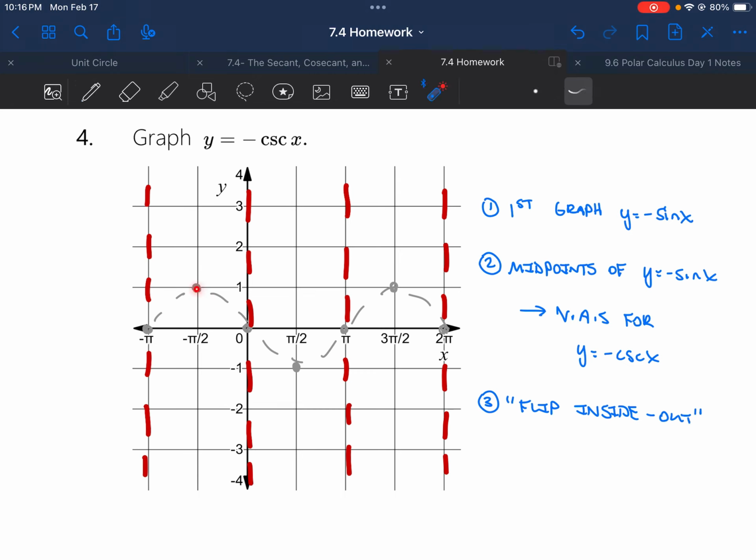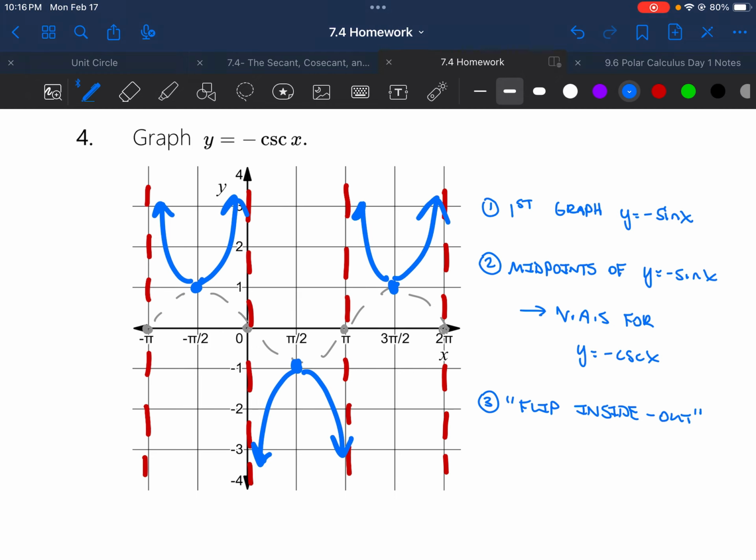So now we're taking this maximum for negative sine of x. It's going to get flipped up. This minimum for negative sine of x, we flip down. This maximum, we flip up. And that should give us the correct graph for y equals negative cosecant of x. Let me just double check in Desmos here. Everything works fine. And yeah, this looks accurate.